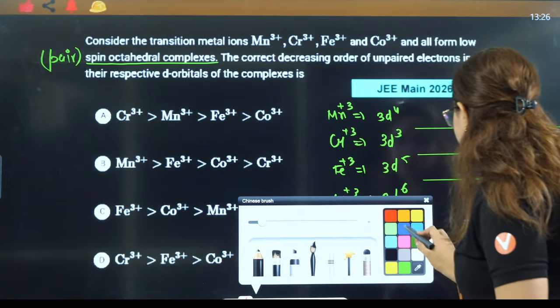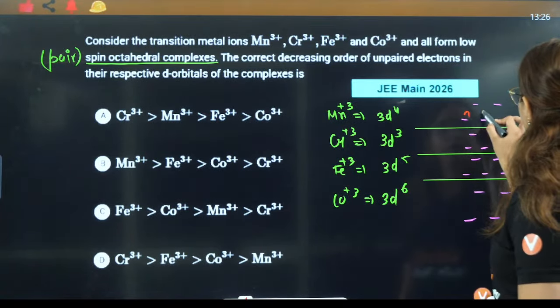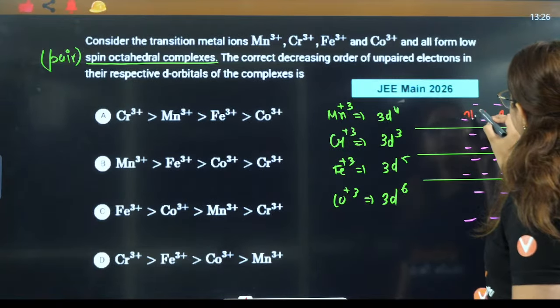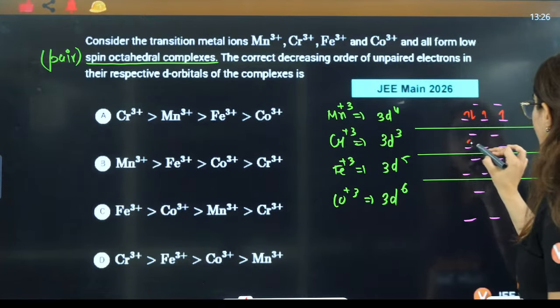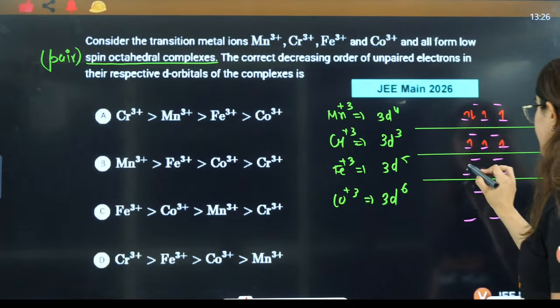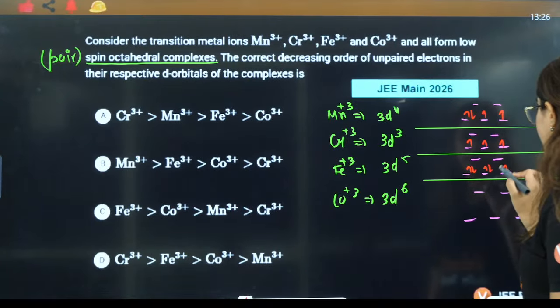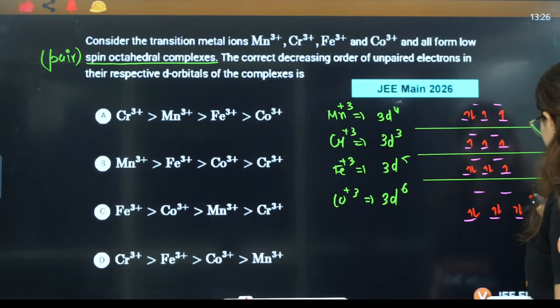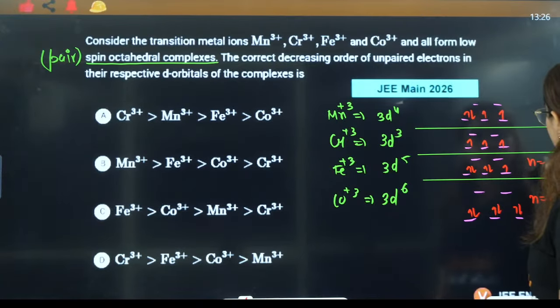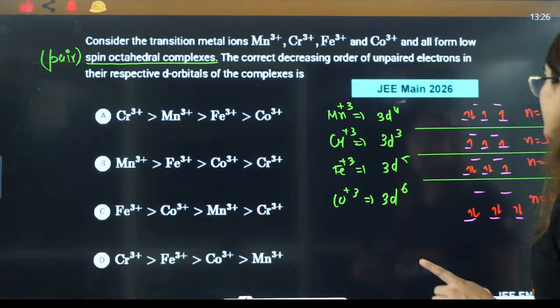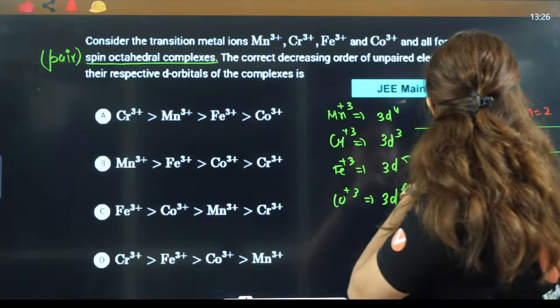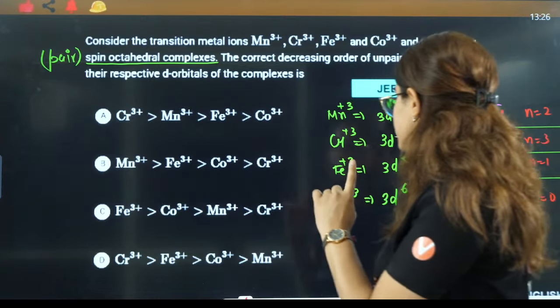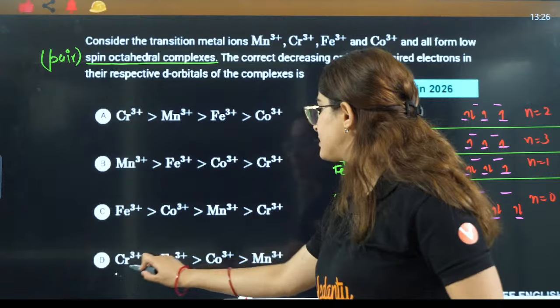Now see the electrons here when I am filling the fourth. 1, 2, 3, pairing is there. So here it is 1, 2, 3 only. Here it is 1, 2, 3, 4, 5, and here 1, 2, 3, 4, 5, 6. So here electrons are 0, here 1, here 3, here 2. So maximum unpaired electrons are in chromium, that is 3. So that is going to be +3.